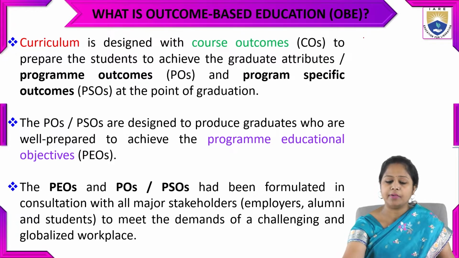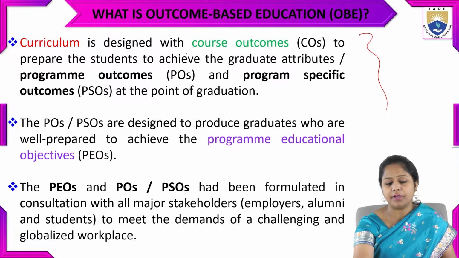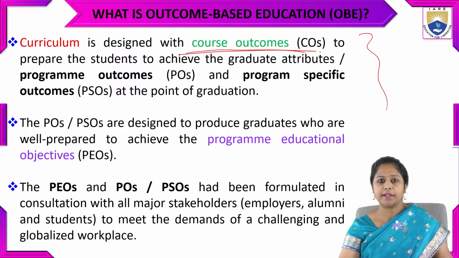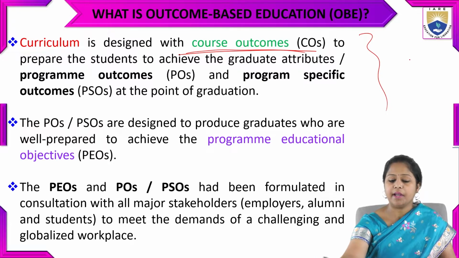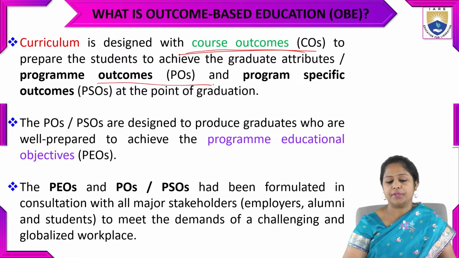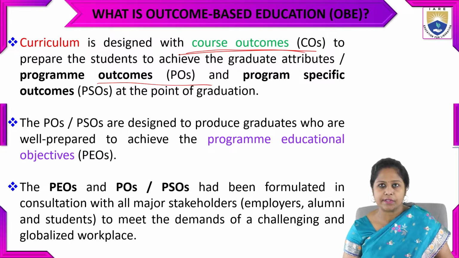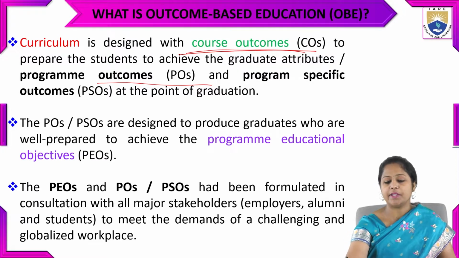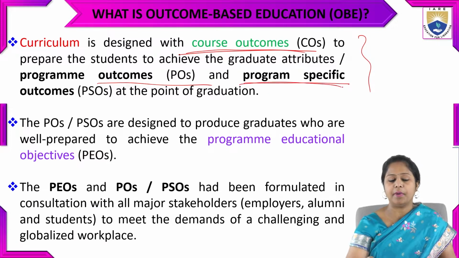That curriculum will be designed with course outcomes. After the completion of the course, what are the outcomes? We measure them to prepare the student to achieve the graduate attributes, or we can say program outcomes. So the curriculum will be designed on the basis of COs, and that will be achieved through the graduate attributes as well as the POs and the specific program outcomes.